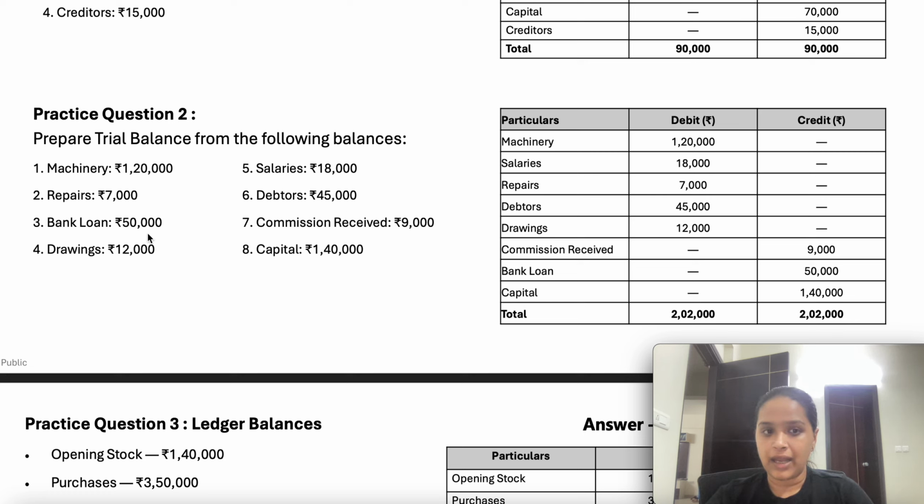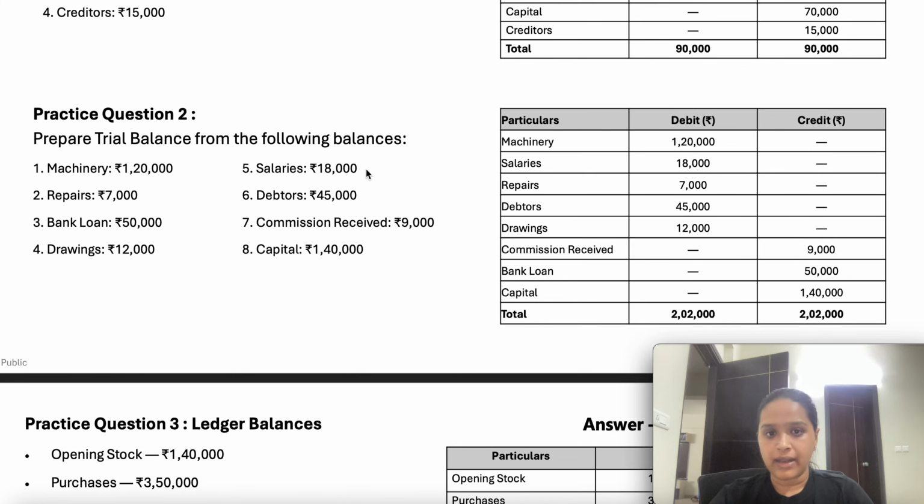Bank loan, it is our liability. Okay, so it should appear in the credit side, right? Drawings means the owner has withdrawn some amount of the capital, so it should be debited because the capital account has a credit balance. It will reduce the capital account, so it should appear in the debit side, because a decrease in capital should be reflected in the debit side.